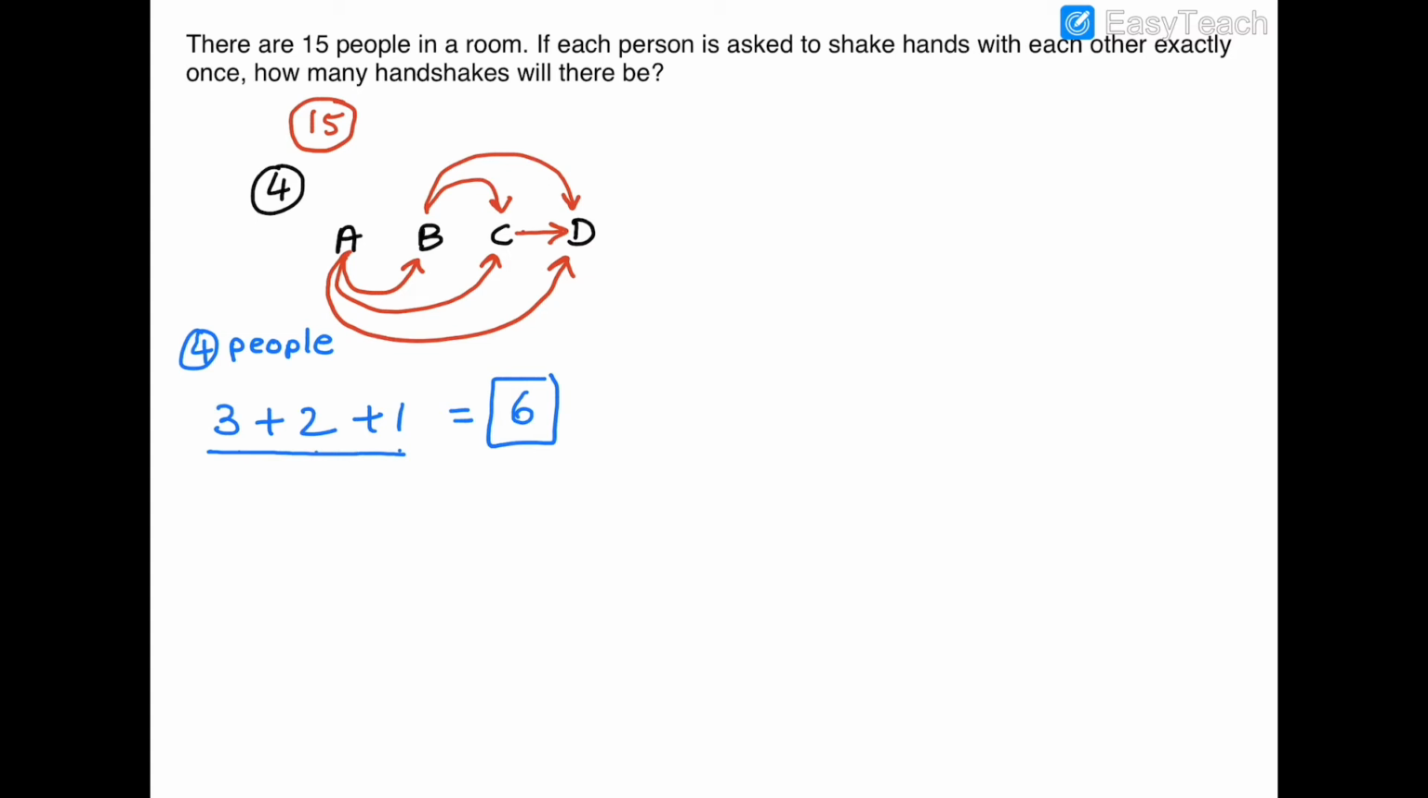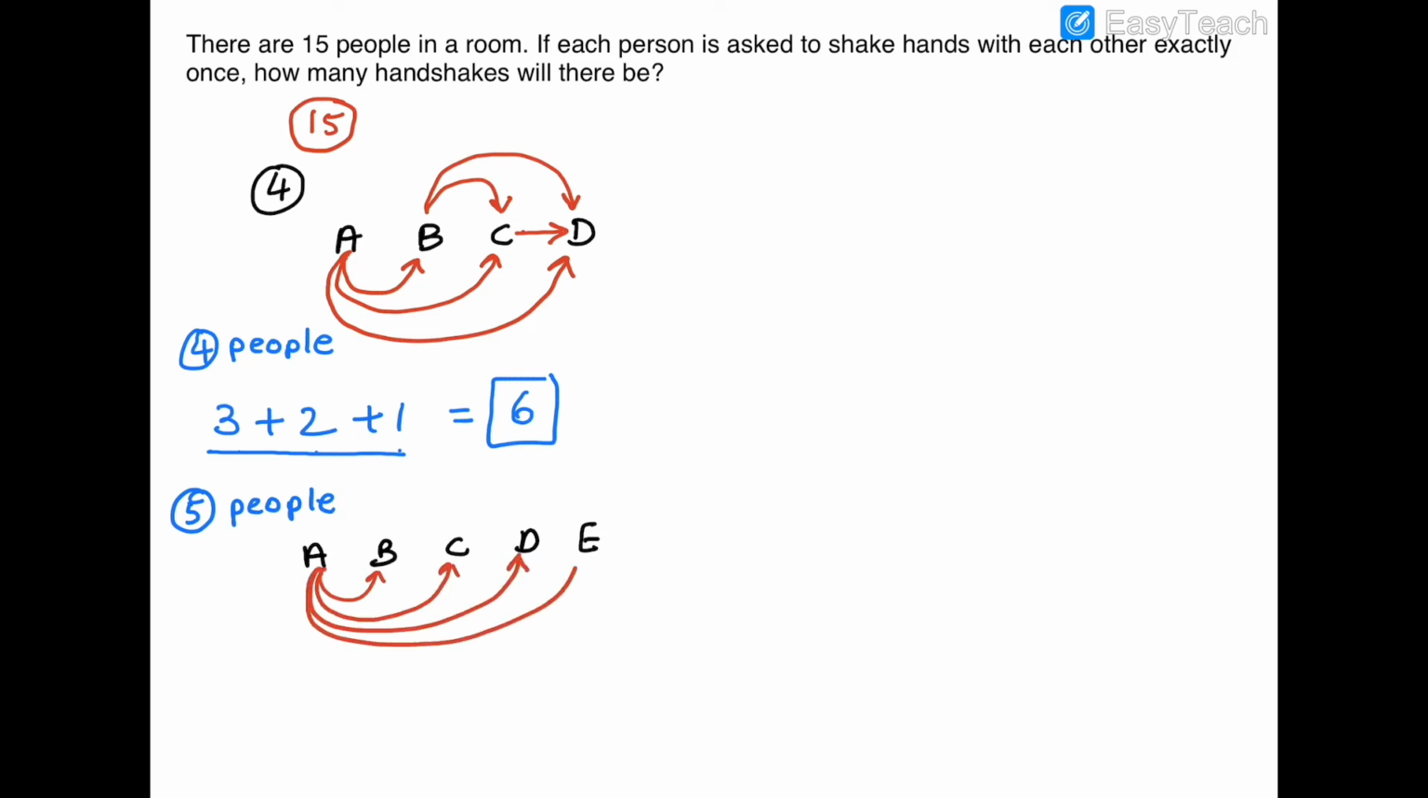Let's take another example, another smaller number. Let's say 5 people. With 5 people, let's name the people A, B, C, D, and E. Let's start with A. A shakes hands with B, then with C, then D, and E. And we see there are already a total of 4 handshakes.